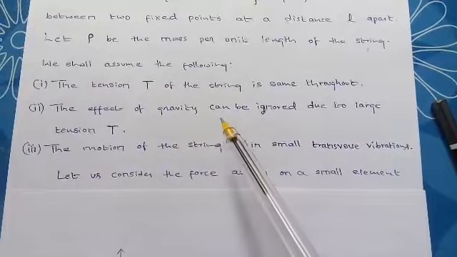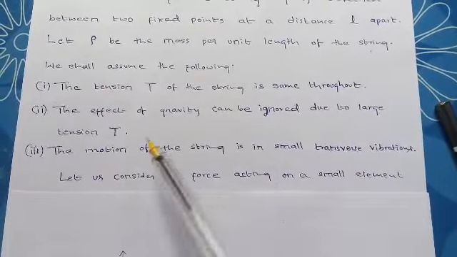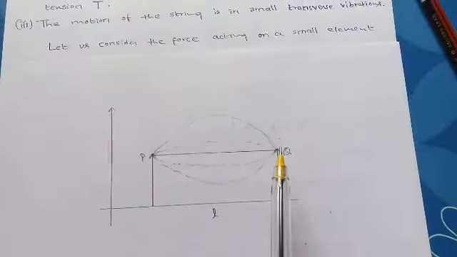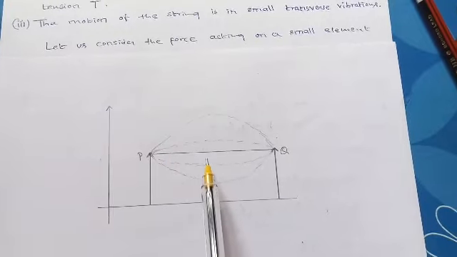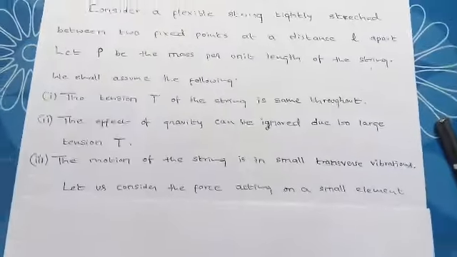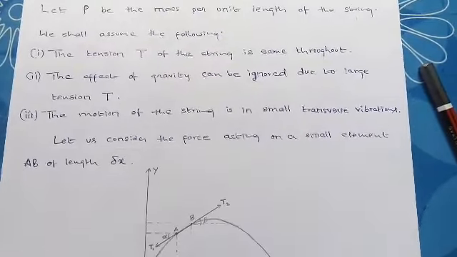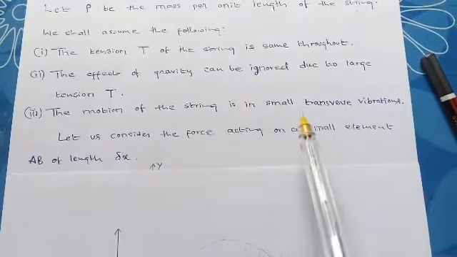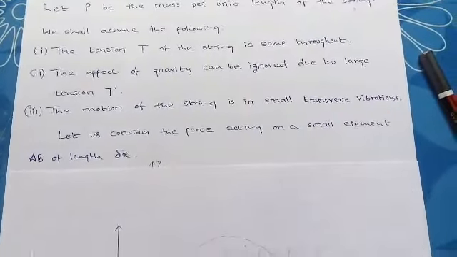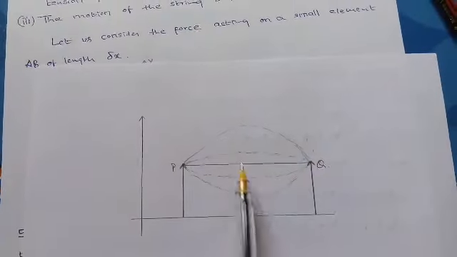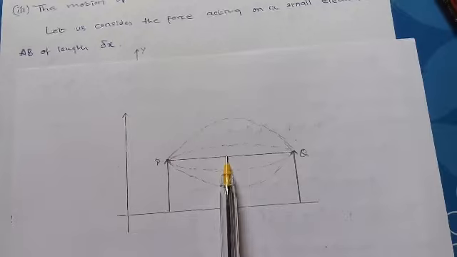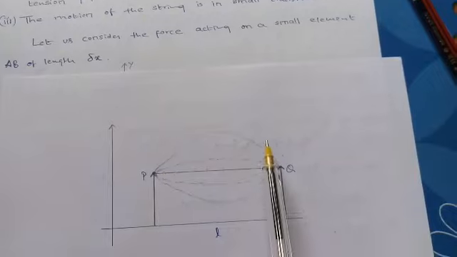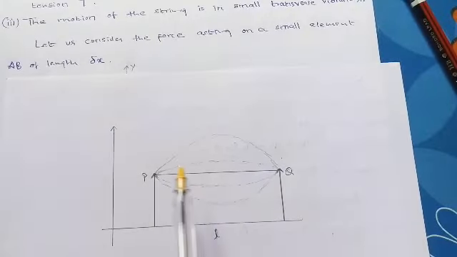Second, the effect of gravity can be ignored due to the large tension T. Here the string is stretched tightly, therefore we can ignore gravity. Next, the motion of the string is in small transverse vibrations. It means that if we tap the string at one point, it starts vibrating, so we get vibrations in the form of waves.